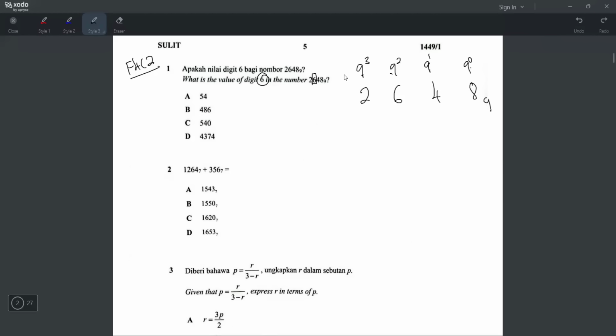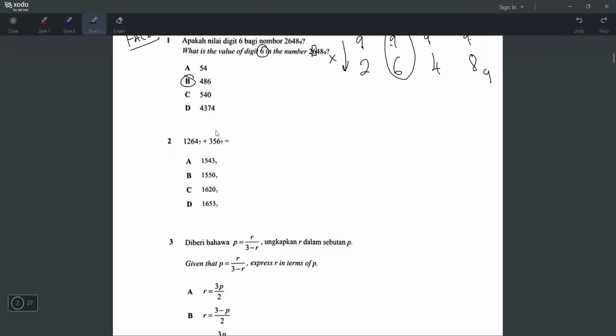And then how you change to base 10 is you take 9 power 3 times 2 plus 9 power 2 times 6, 9 power 1 times 4. Semua darab, darab, darab, darab, and then tambah semua. But this question is only for digit 6, so you only need to do 9 power 2 times 6. You press that in your calculator, you get 486. That's all.